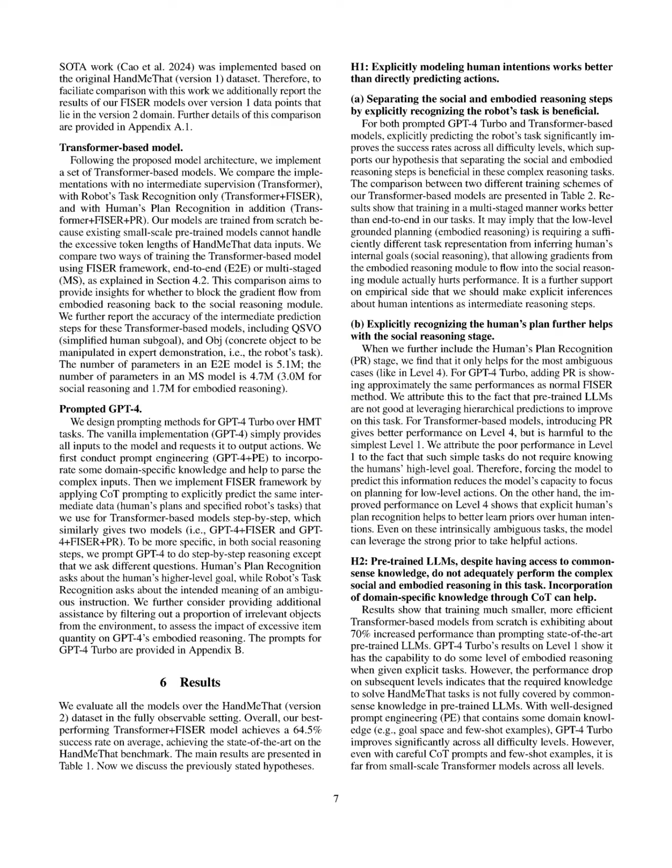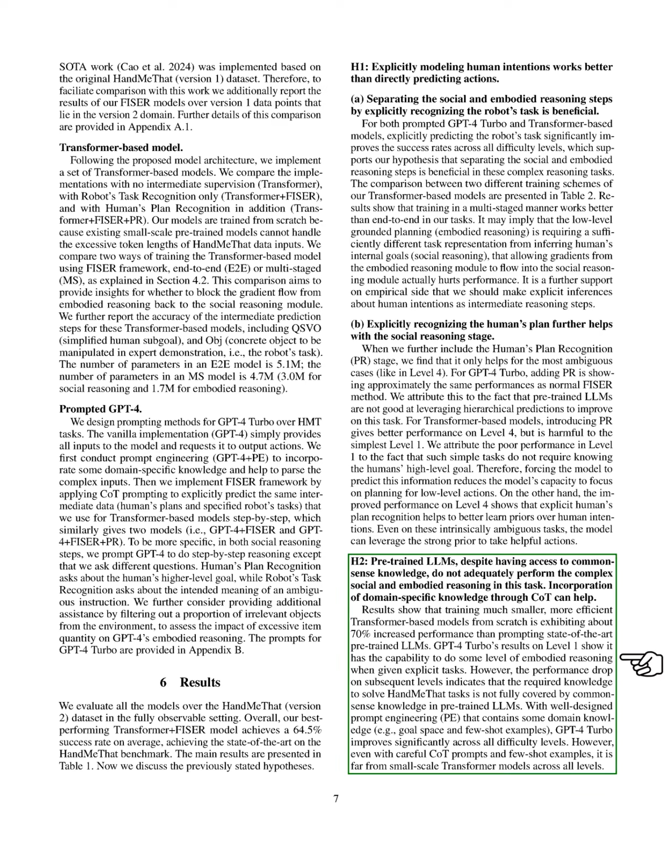Section Summary. In this section, we compare our FISER models against human performance, a heuristic baseline, and a neural network baseline, while also exploring various transformer-based models with different training approaches. Our results indicate that explicitly modeling human intentions and separating social from embodied reasoning significantly enhances performance, particularly in complex tasks, with our best transformer plus FISER model achieving a state-of-the-art success rate of 64.5% on the HandMeThat benchmark.